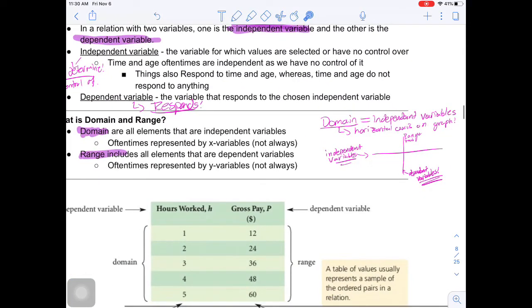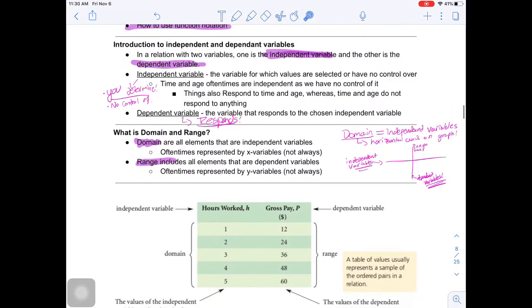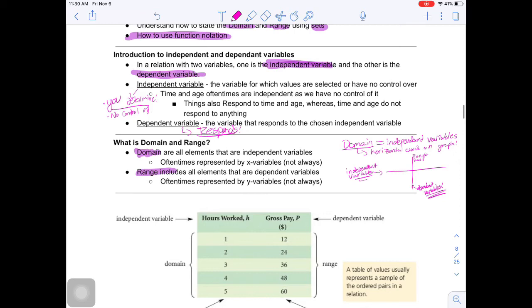Okay, so a few new terms to remember, definitely. Independent and dependent, domain and range. Okay, so independent variables is your domain variables. Dependent variables are your range variables.